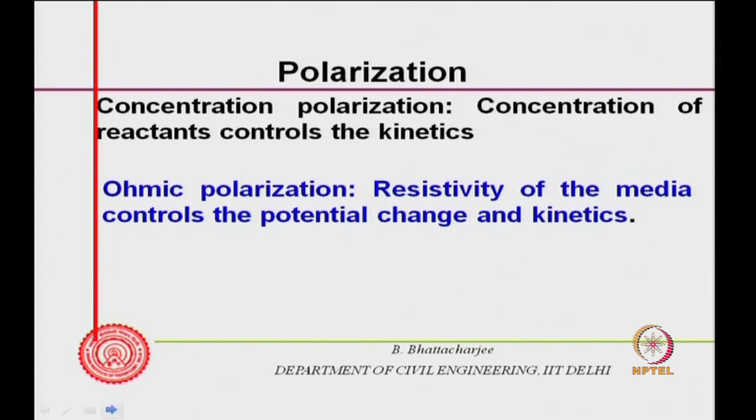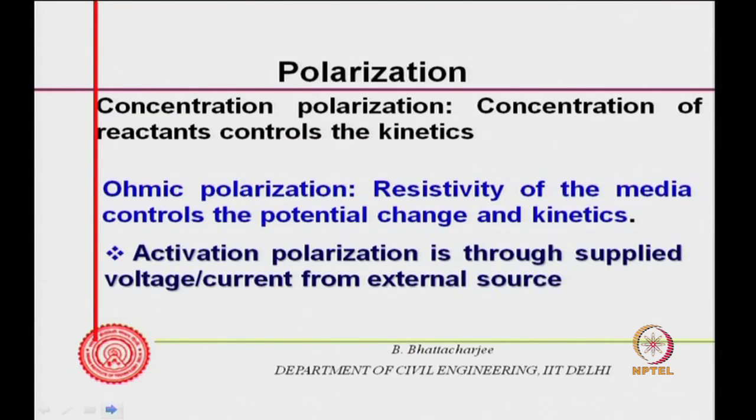If there is a corrosion anode and cathode in the corrosion cell, and the resistance within that media is high, then the current passing would be relatively less, right. So, the corrosion current will be controlled by the resistivity or resistance of the media, and that is ohmic polarization. But sometimes I might apply voltage or current from outside, and that is called activation polarization, and that is actually used to study or measure corrosion rate, et cetera.